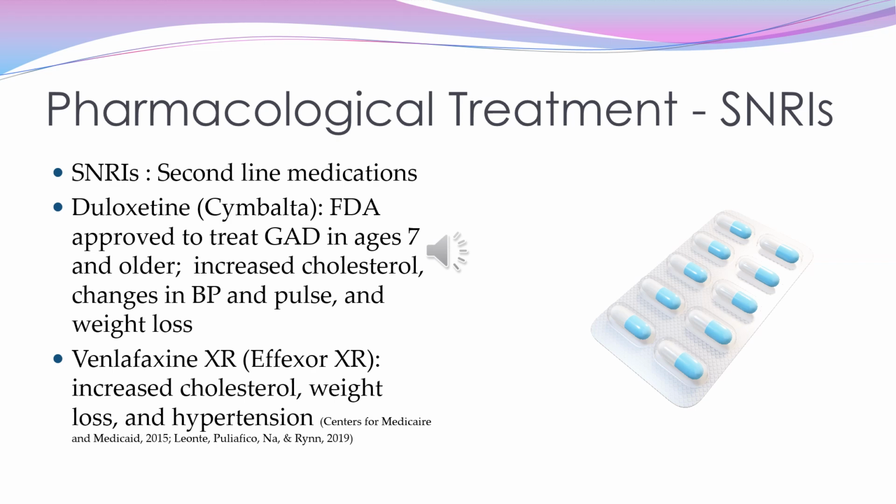Serotonin norepinephrine reuptake inhibitors are recommended as second-line pharmacologic treatment. Duloxetine is FDA approved to treat GAD in ages 7 and older. Studies using venlafaxine to treat symptoms of anxiety and GAD in children and adolescents have shown that the drug is effective and well tolerated. Increased cholesterol, weight loss, and hypertension have been found in those taking duloxetine and venlafaxine. Therefore, blood pressure, heart rate, weight, and cholesterol levels should be frequently monitored.